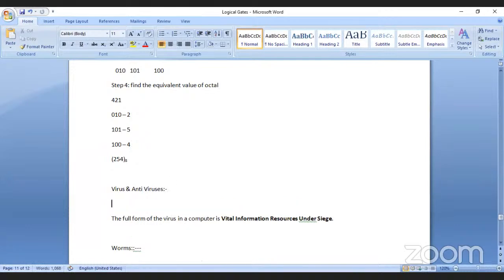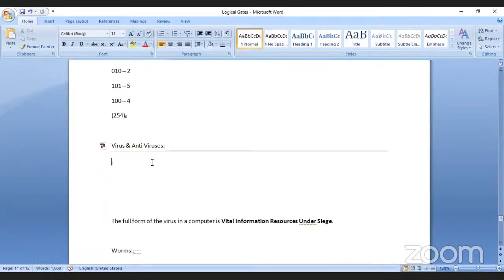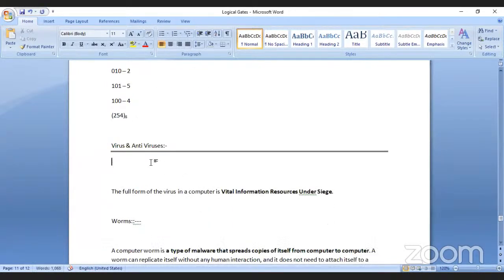Can anyone share at least some information about viruses or antiviruses? What do they do? Virus is harmful to our mobiles. Okay. Any other answers? It is harmful for files, and software also.